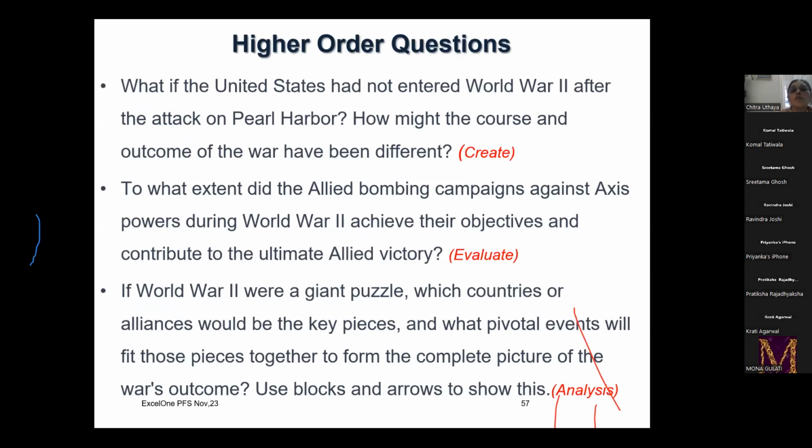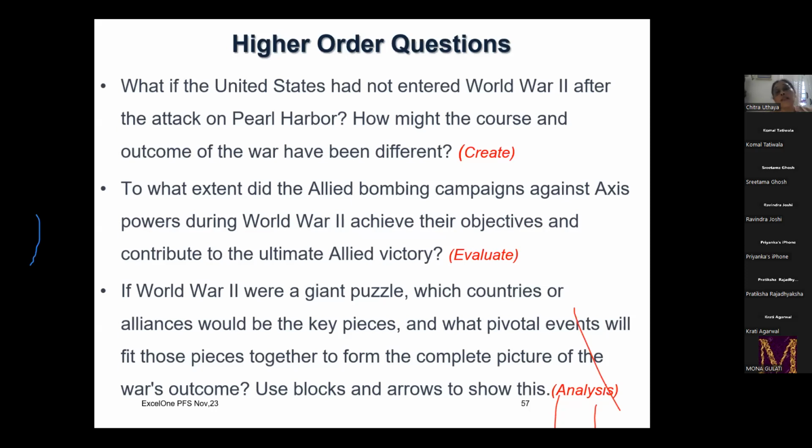So what if United States had not entered World War II after the attack on Pearl Harbor? How might the course and outcome of the war have been different? So it becomes a create question. To what extent did the Allied bombing campaigns against the Axis powers during World War II achieve their objectives and contribute to the ultimate Allied victory? So it becomes an evaluate question.